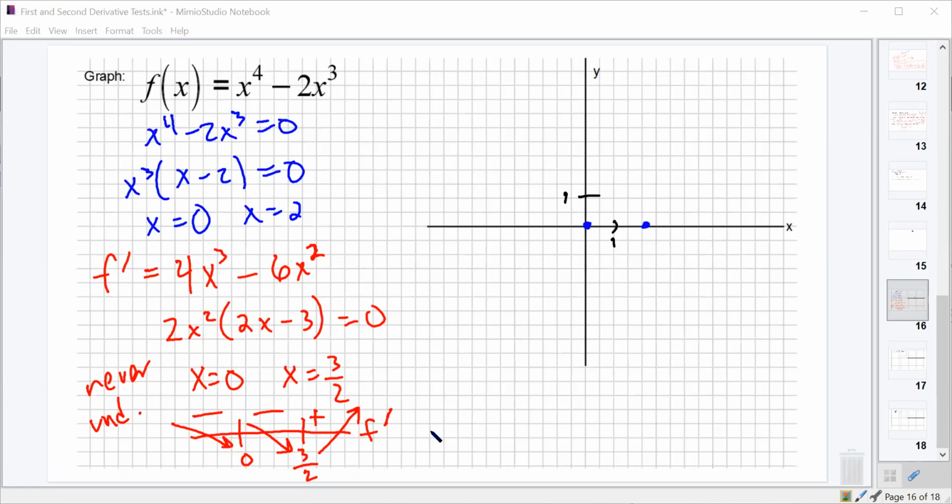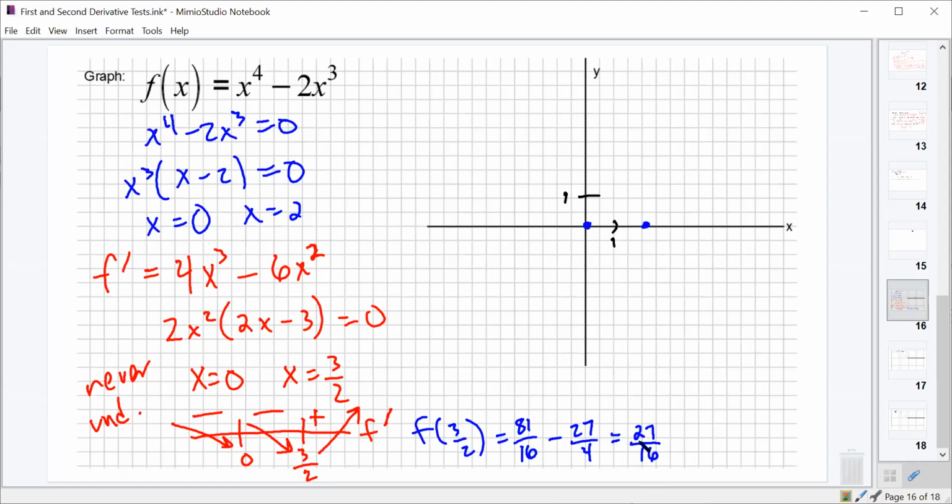All right, so now we need to figure out what is f of 3/2, just so we can plot that point, because we know that's going to be a pretty important point on this graph. A local min is an important point. So what's f of 3/2? Should be 3/2 to the 4th power, which is 81 over 16, and then minus 2 times 3/2 cubed. 3/2 cubed is 27/8. Multiply that by 2, that should be 27/4. Multiply that by 4 over 4 to get a common denominator, should be 108 over 16. And that's 27/16.